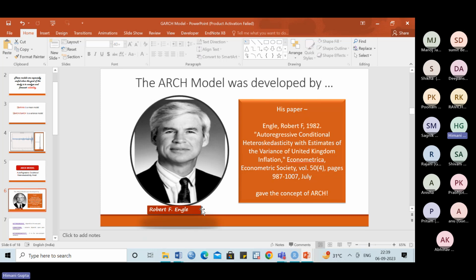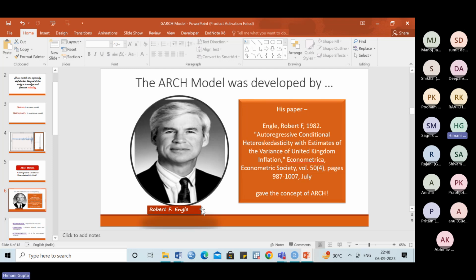In 1982, inflation was at its peak in the UK. That means in the United Kingdom, inflation was at its peak. And whenever inflation is there, we are all aware that prices are going to change, prices are going to increase. And if prices are going to increase, that is going to affect your production. If I'm going to invest in business, it is going to be affected because inflation is there.